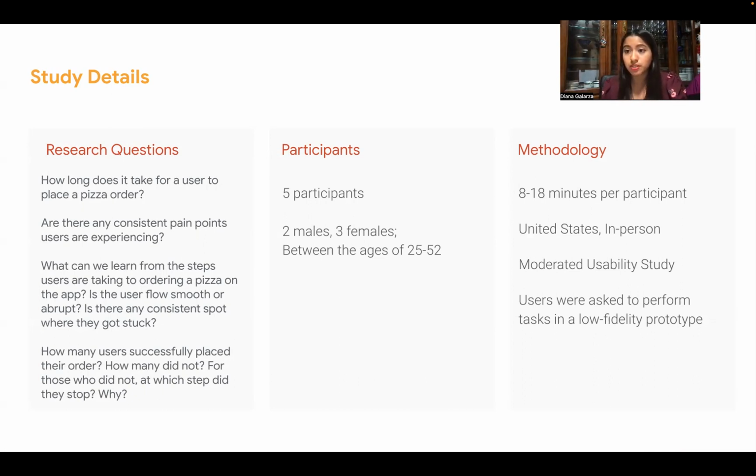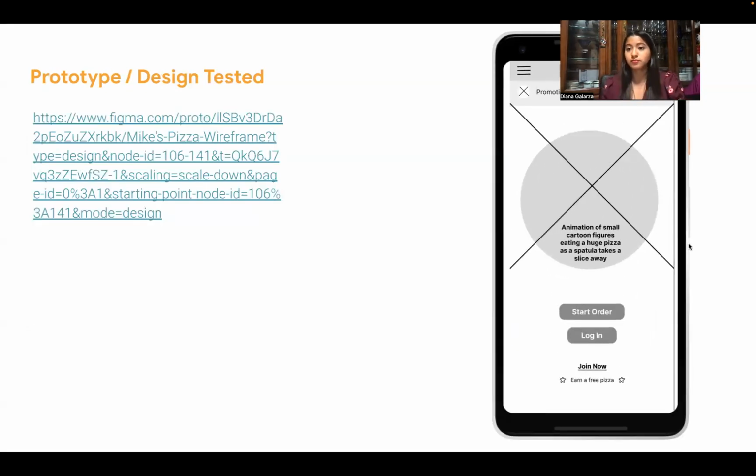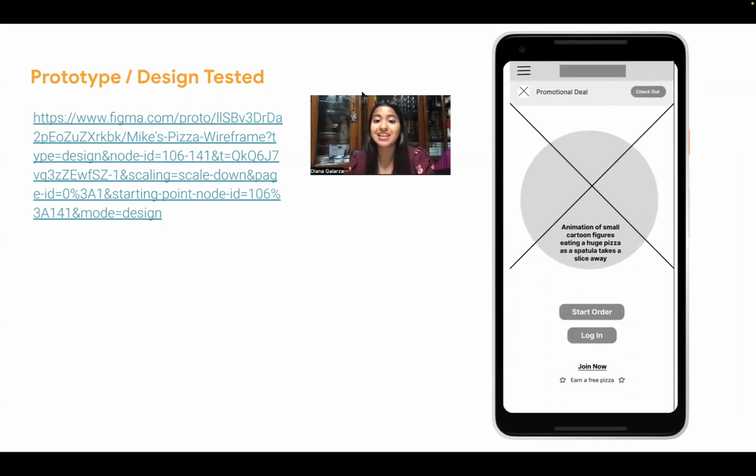It was an in-person study done in the United States. Users were asked to perform tasks in a low fidelity prototype. It was moderated throughout the whole time. The users were guided by a moderator, and users were given 8 to 18 minutes to complete this study. Here on the right, you see an image of the prototypes that users were given. So users were given a phone, and on the phone, there was this prototype.